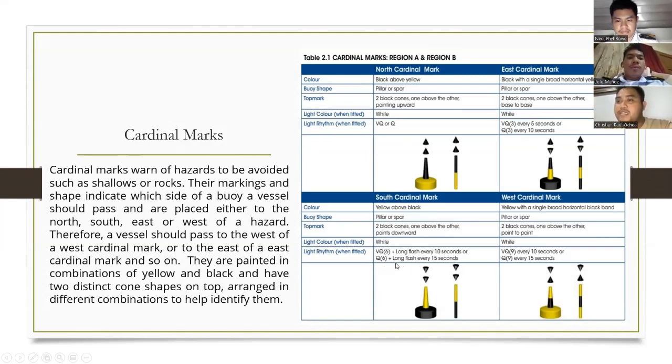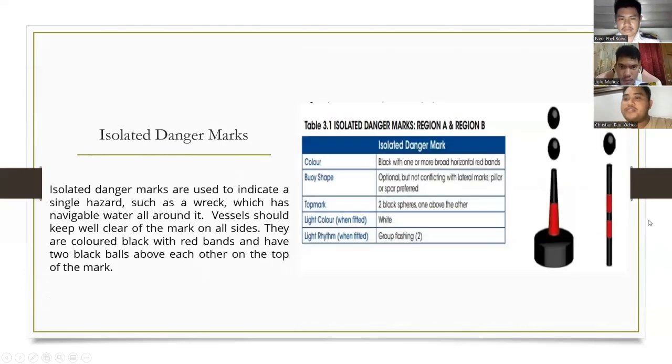In the west cardinal mark, it's yellow with a single broad horizontal black band. The buoy shape is pillar or spar. The top mark is two black cones, one above the other, point to point. The light color is white and the light rhythm is VQ every 10 seconds or Q every 15 seconds. So the next reporter will be Munoz.